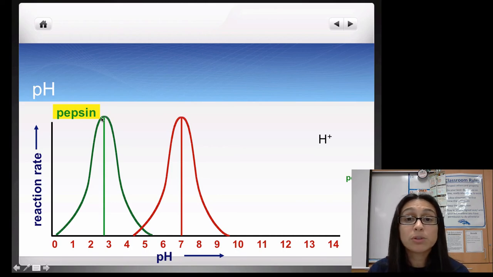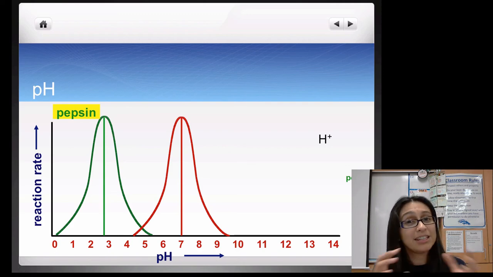As you move away from it towards the more acidic side, you add more and more hydrogen ions. That's going to interfere with the bonds within the pepsin enzyme. It's going to denature the enzyme. As you move more towards the basic, that has less hydrogen ions, that's going to also interfere with the bonding in the enzyme, and that can denature it as well.